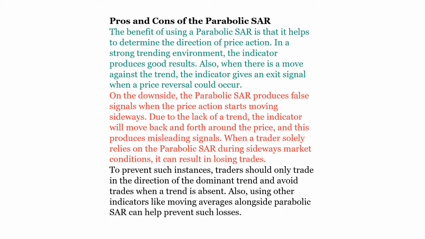To prevent such instances, traders should only trade in the direction of the dominant trend, and avoid trades when a trend is absent. Also, using other indicators like moving averages alongside the parabolic SAR can help prevent such losses.